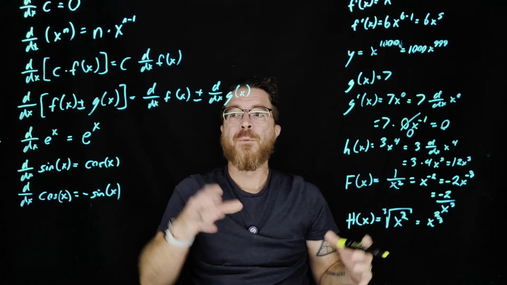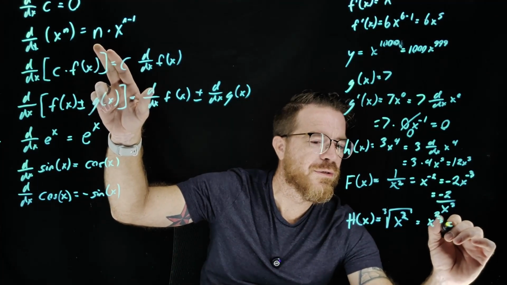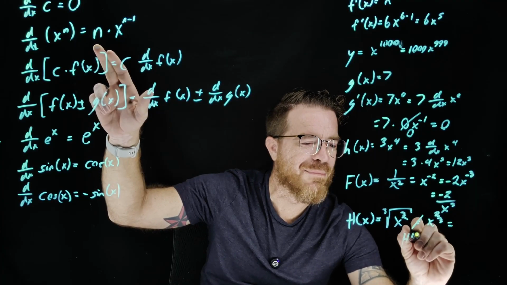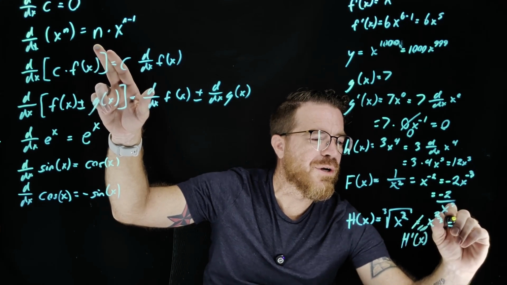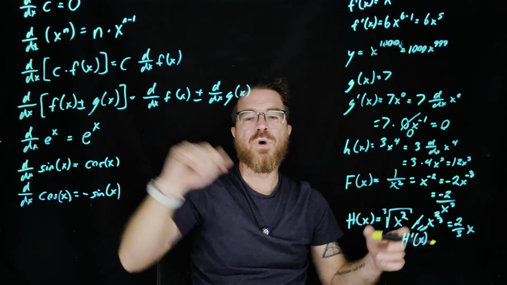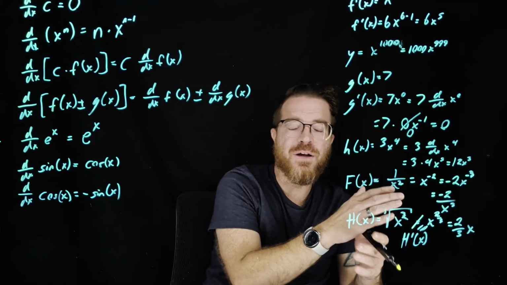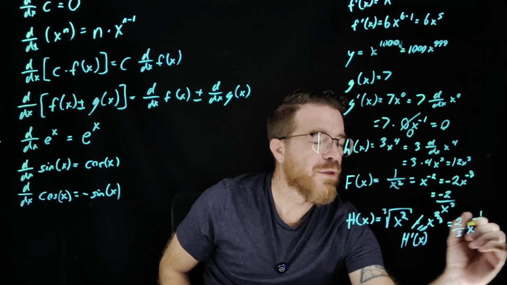We're going to use the same rule though. We're going to bring down our n, which in this case is 2/3. Oops, this is not true, this is h prime of x. So we're going to bring down our 2/3. So this is going to be 2/3 x to the n minus 1. So 2/3 minus 1, so 2/3 minus 3/3, is going to be negative 1/3.